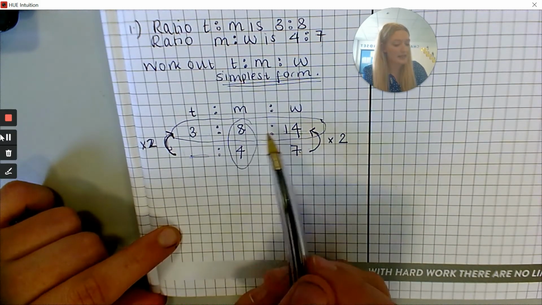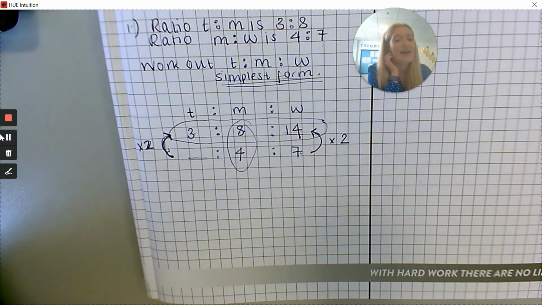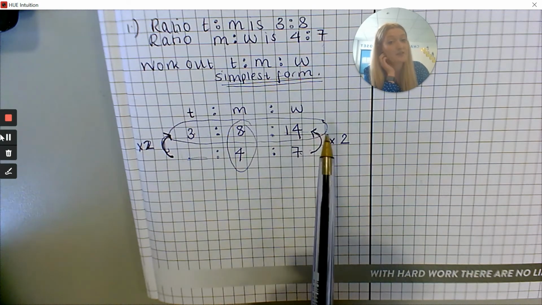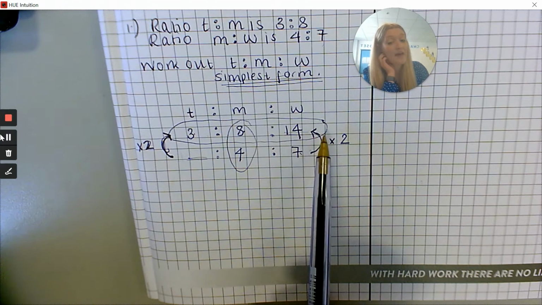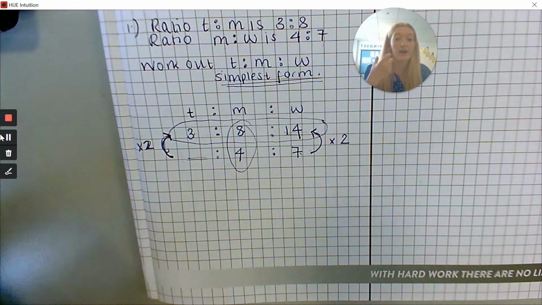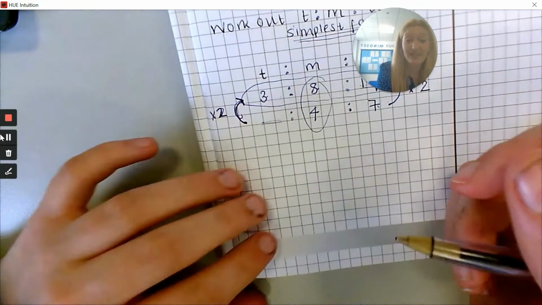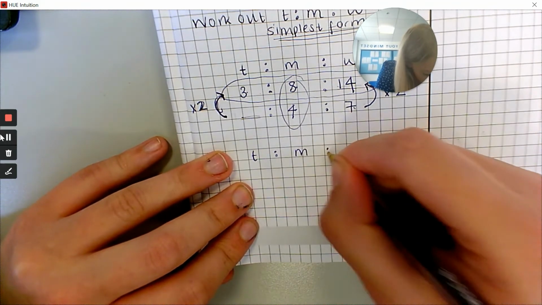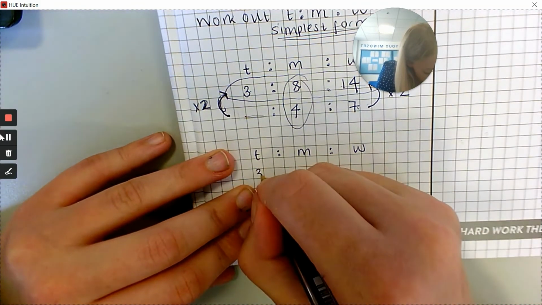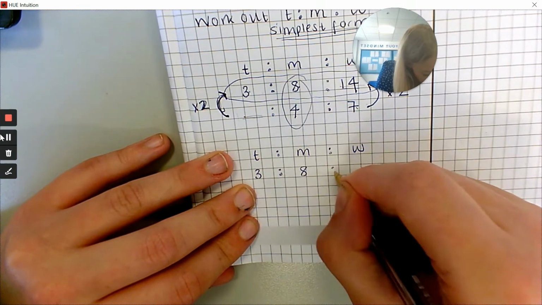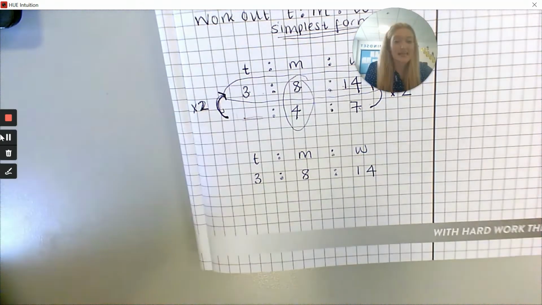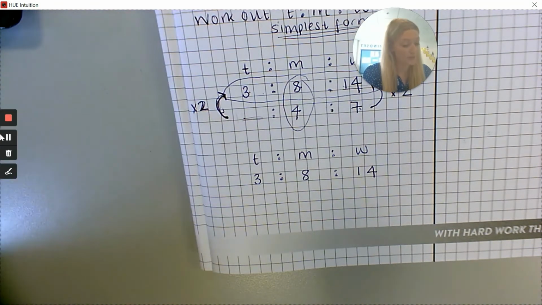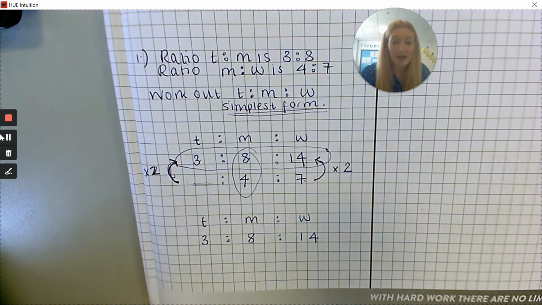3, 8, 14. And I look at these numbers and I think, can I simplify them? No, I can't, because 3 is a prime number, so I can't simplify it anymore. So my answer, I'm just going to write it out again so it's really nice and clear. T to M to W is 3 to 8 to 14. And that's in its simplest form. It can't be simplified anymore, and there's no decimals in the answer. It's an integer form. Okay, if you'd like to copy that question out, pause it now to do so.